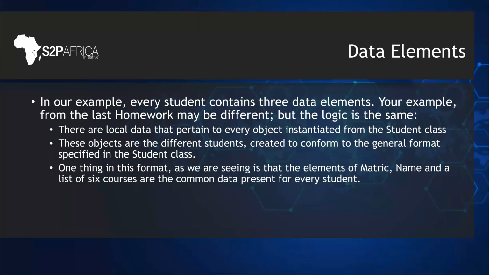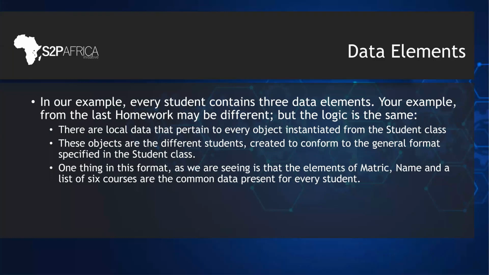So every class, when you're creating a class, you create what data elements will belong to every instance of that class. These are local data that pertain to every object instantiated from the student class. An object instantiated from the student class is a typical student. Azubuike, Ademola, Kinwade, and Abigail, all those ones are instances of students. The generic thing, the abstract concept, is student. All of them are students.